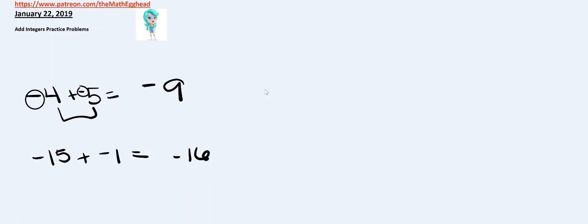What if I gave you a bigger number? What if I said negative 100 plus negative 50? Remember, when we're adding two numbers that have the same sign, we add as normal and keep the sign. So it would be negative 150.